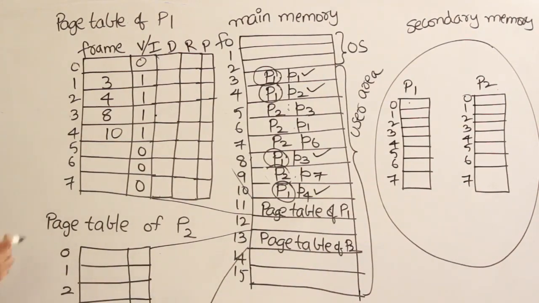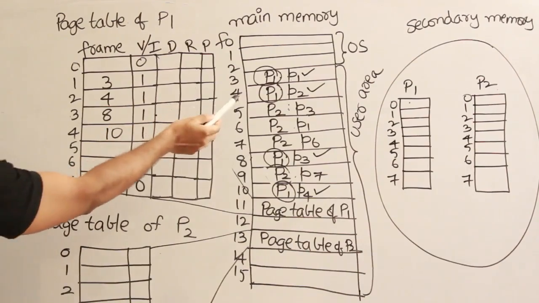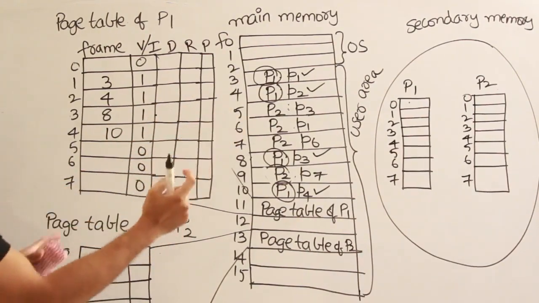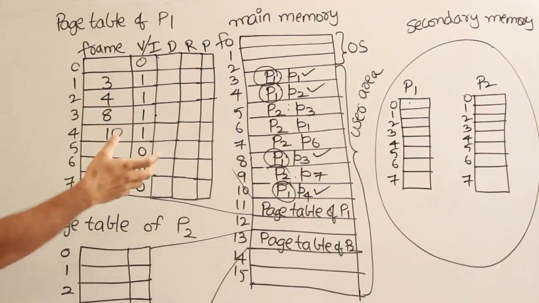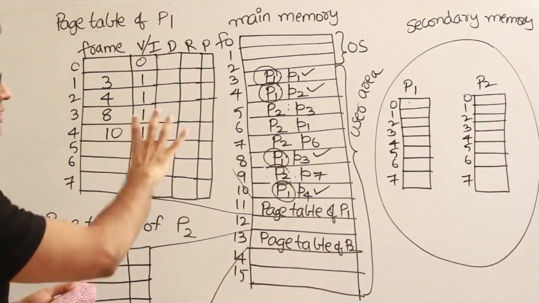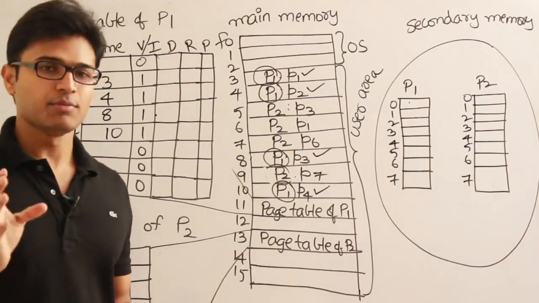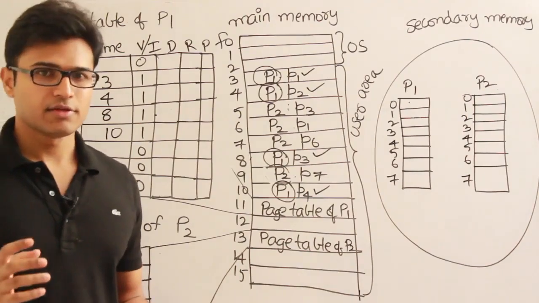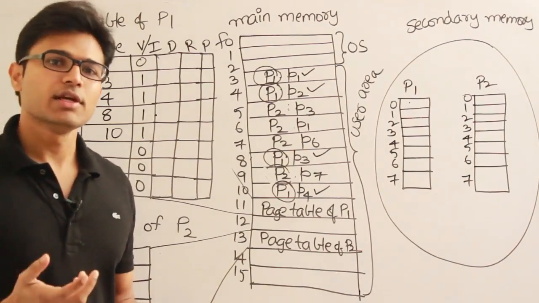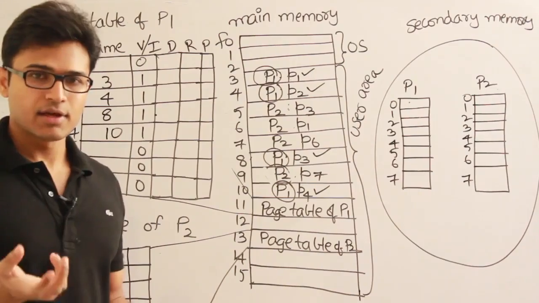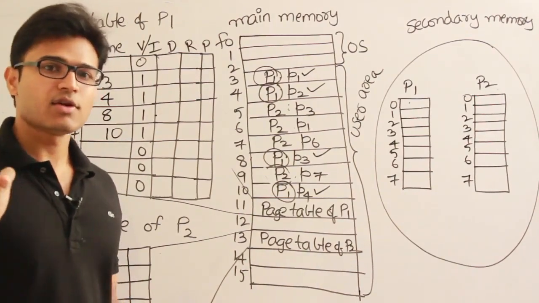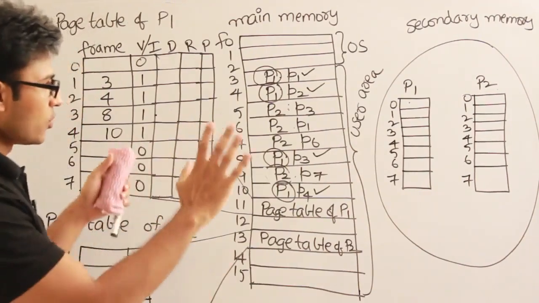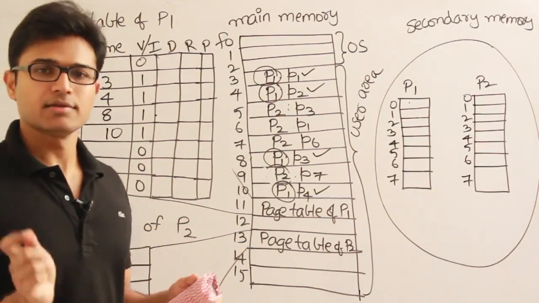Now, one more thing: whatever I am showing you here is a snapshot, which means the system is running these processes, and at some point of time this is what has happened. It doesn't mean that the process started out with this or the system started out with this. Initially there are various cases. There is no necessity that at least a few pages of a process must be present in the main memory to start it, right? No need. Whatever I am showing you here is a snapshot of the system at some point of time.